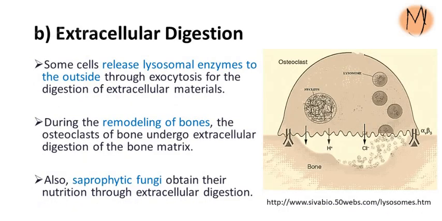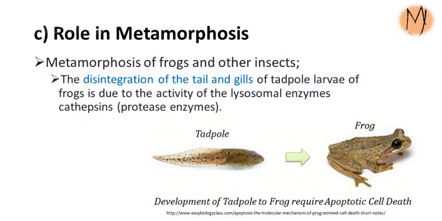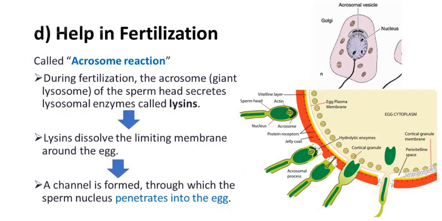In the second function of lysosomes, extracellular digestion, some cells release lysosomal enzymes to the outside through exocytosis for the digestion of extracellular materials. During the remodeling of bones, the osteoclasts of bone undergo extracellular digestion of the bone matrix. Also, saprophytic fungi obtain their nutrition through extracellular digestion. Lysosomes also play a role in metamorphosis of frogs and insects. The disintegration of the tail and gills of tadpole larvae of frogs is due to the activity of the lysosomal protease enzymes called cathepsins. Lysosomal enzymes help in fertilization too.